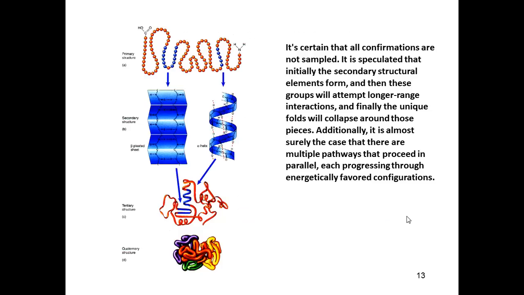This slide encapsulates much of the current thinking about protein folding. Here we have a linear chain, the primary structure. And when you have that, you very rapidly collapse local amino acids into stable structures of alpha helices and beta sheets. So it's thought that secondary structure units form very quickly, especially since it's a local interaction.